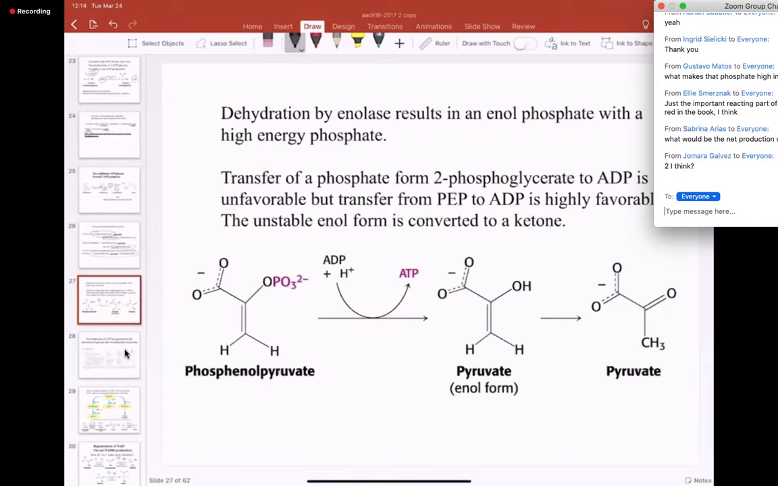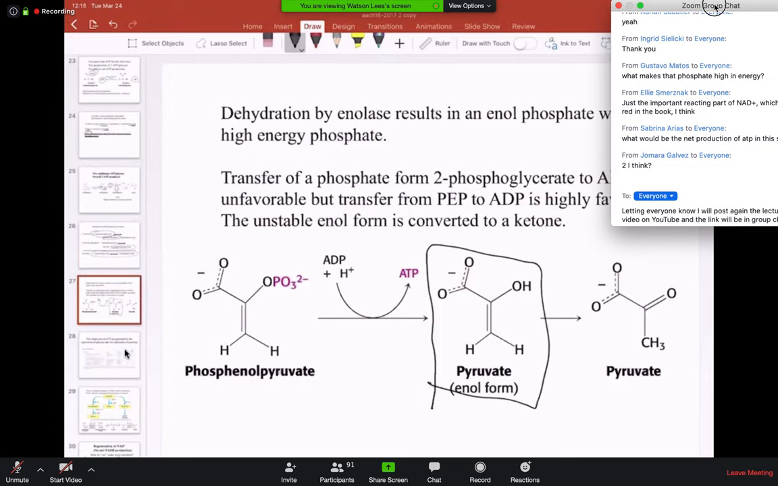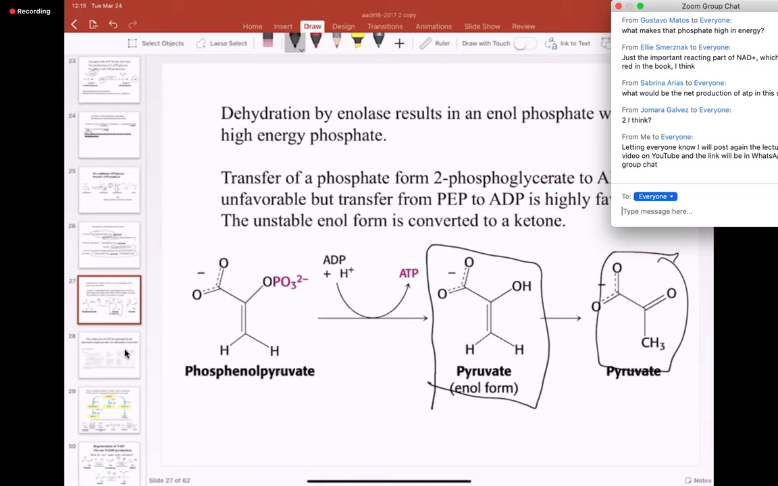Lastly, you dehydrate using enolase to phosphoenolpyruvate. The reason phosphoenolpyruvate is such a high energy phosphate donor is that when you lose the phosphate, you create the enol form. And we know that enol forms are less stable than keto forms. So then you get enol keto tautomerization. This drives the reaction forward and makes PEP a very high energy phosphate donor. And so therefore, that's what's going on here.